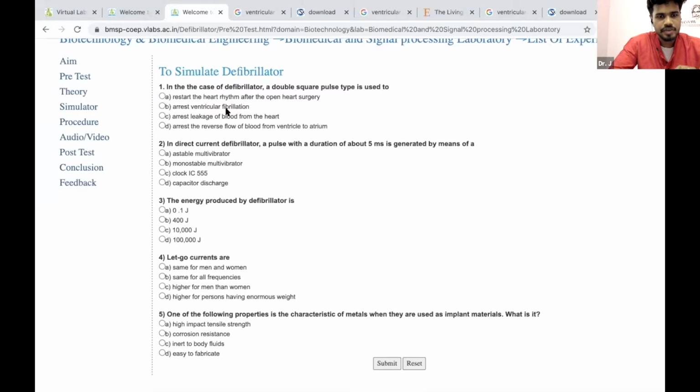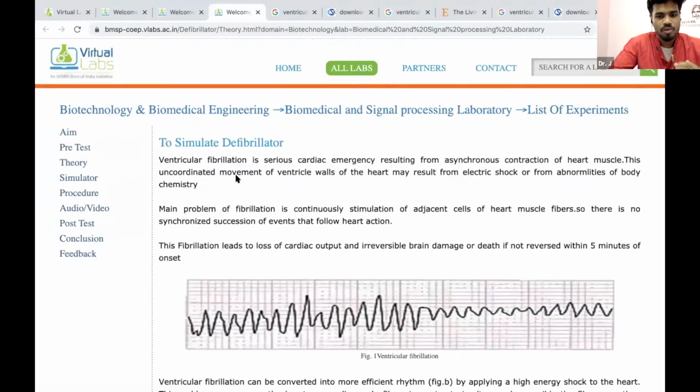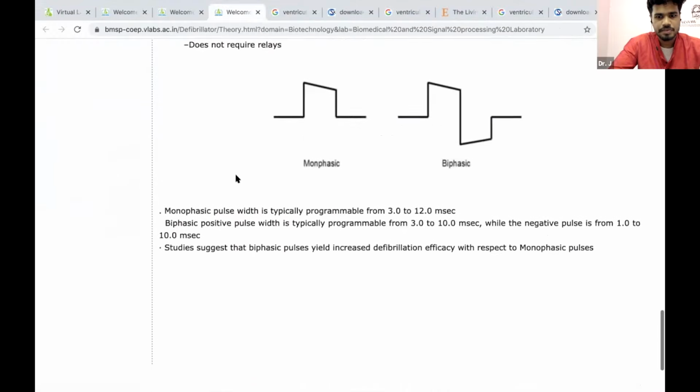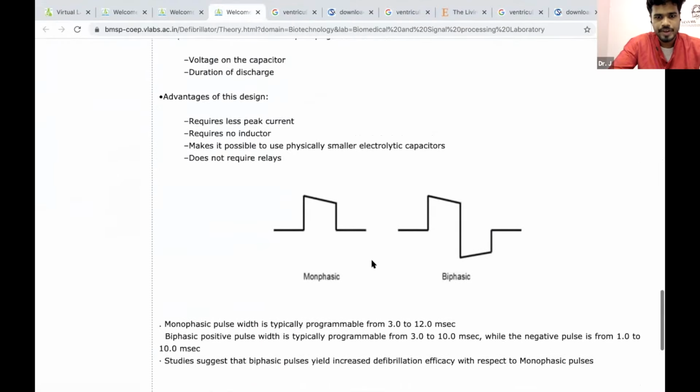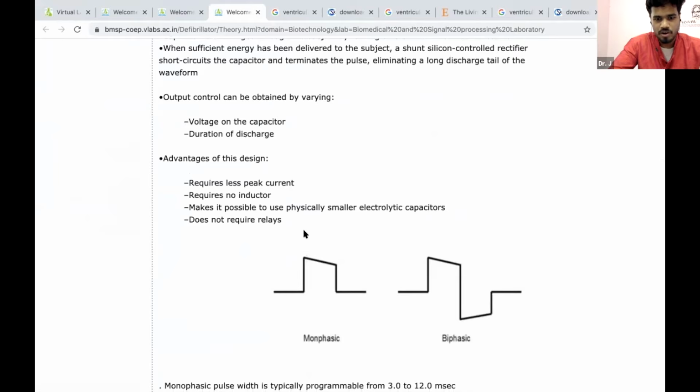Arrest ventricular fibrillation. Notice this question is very specific. It says it's a double square wave pulse. There is a distinction between a monophasic pulse and a biphasic pulse. Be aware of that. Typically you want to apply a constant potential, but because things are realistic, there is some leakage, and it kind of dies down.